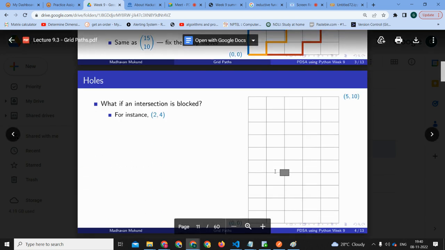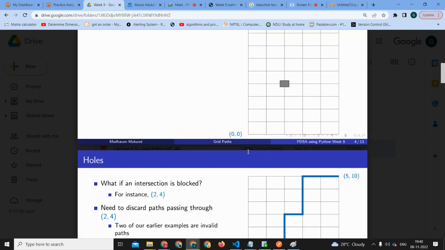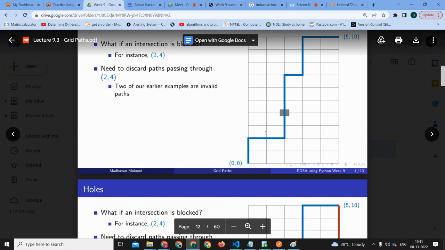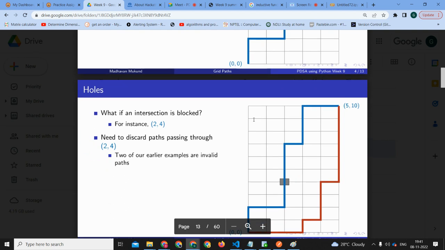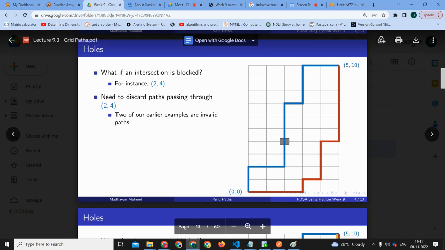What if an intersection is blocked? If there is a block in this place, how many different paths will be blocked? For instance, 2 comma 4. Starting from here and going till 5 comma 10, this path you won't be able to take. As sir told in the lecture, we can't directly find how many paths are not included. So up to the block, you find how many paths there are, then subtract that from the total.